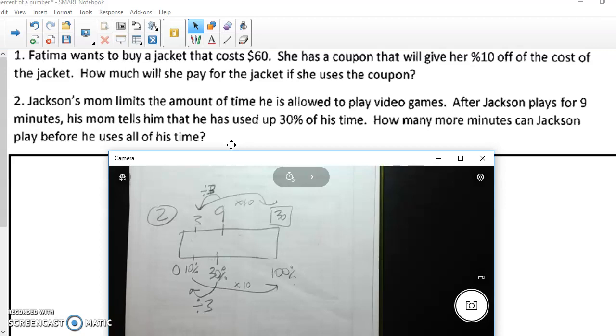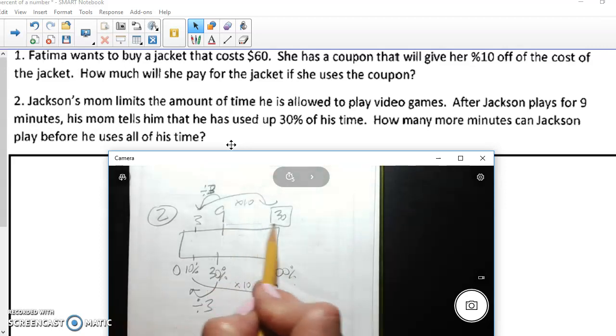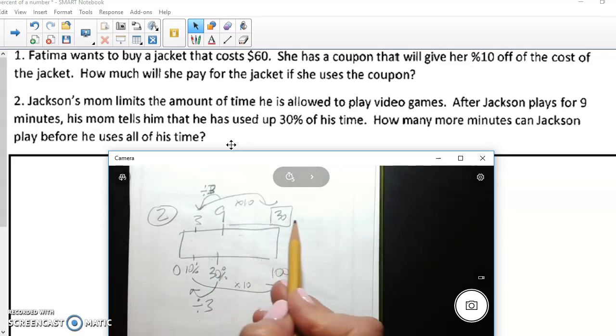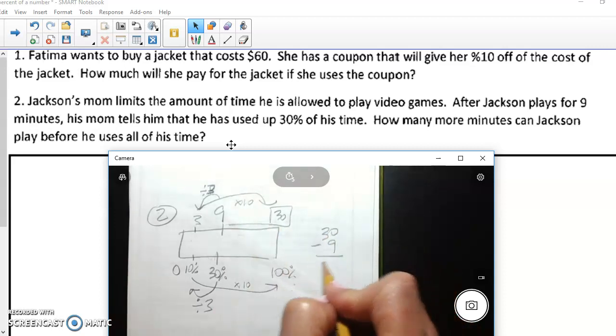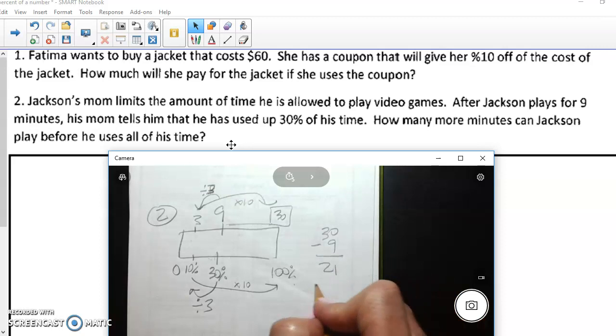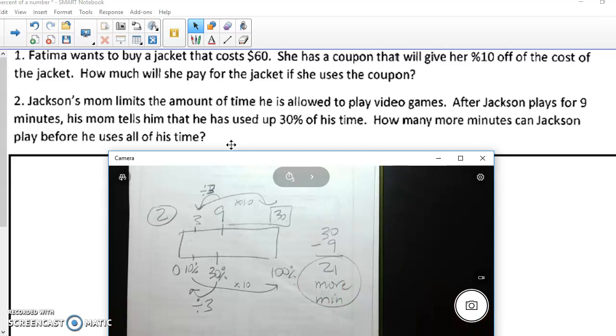So how many more minutes can he play? Well, how many more minutes? I'm trying to find the difference between the two. He's got 30 minutes. He's already used 9. So if I subtract 30 minus 9 is 21. He has 21 more minutes to play video games.